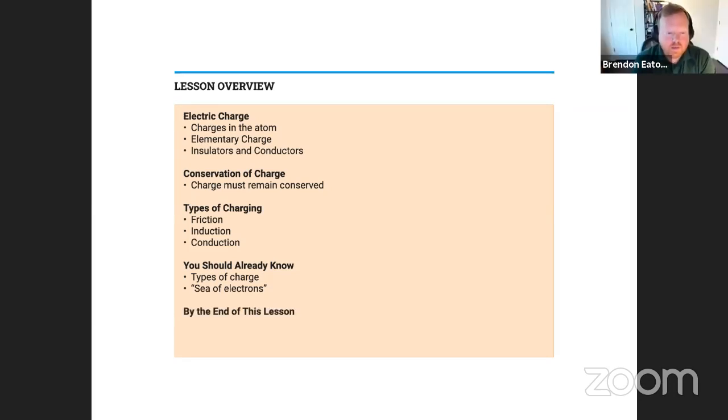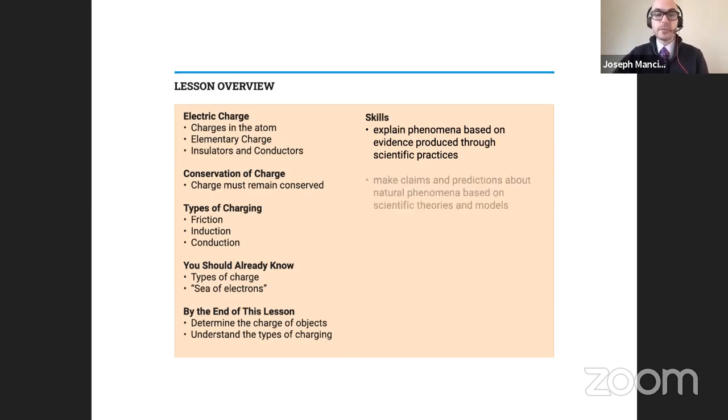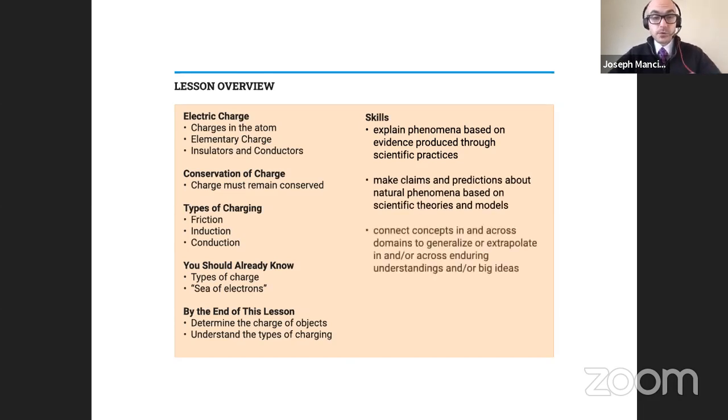By the end of the lesson today, we hope that you can determine the charge of objects in various scenarios and understand the different types of charging and how they are actually happening on the microscopic scale. The skills that we'll be working on today are explaining things based on evidence produced during scientific practices. So explaining how the behavior of certain materials gives evidence of the two-charge model. We'll be making claims and predictions about natural phenomena, and we'll be connecting concepts in and across domains. So gluing topics together across domains.